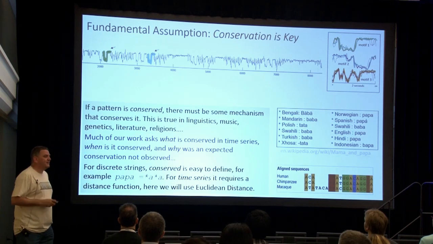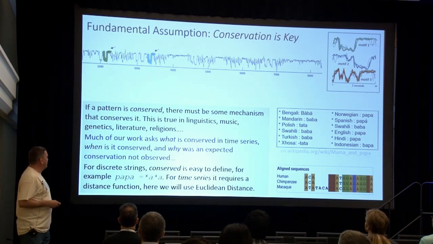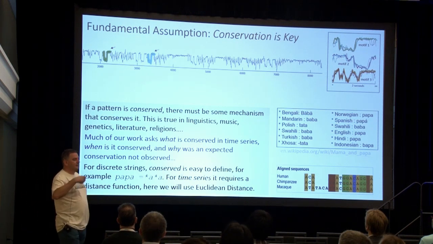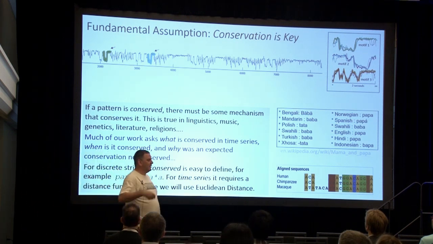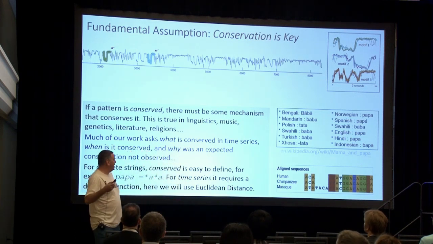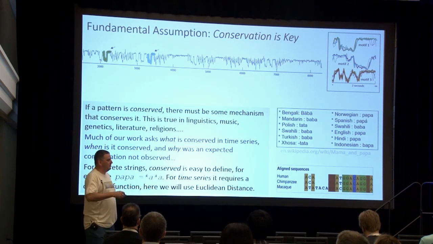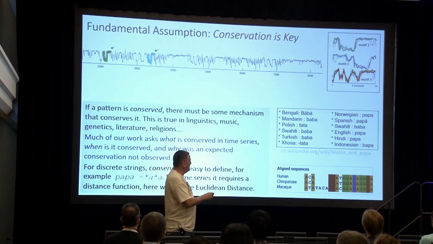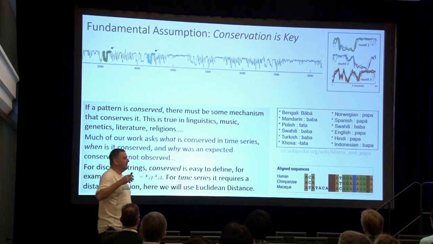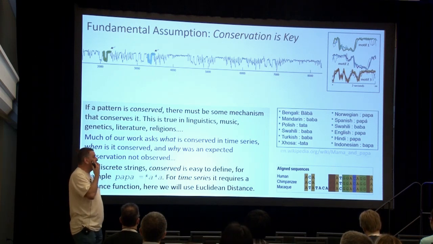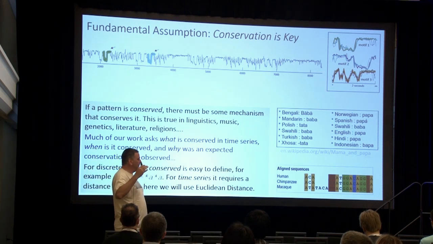Lovely. So let's begin. So here's our simple fundamental assumption, which is conservation is key. And this makes sense because it's true in DNA, in dance, in writing, in linguistics, and everywhere else. So one example is the word for the male parent, your father, in hundreds of languages, which are very diverse, is dada or papa or tata. And once you see that, you have to think there's some mechanism that creates that. It might be in culture, it might be in neuroscience, it might be in the physiology of the mouth, but there's surely something that makes that conservation be true.